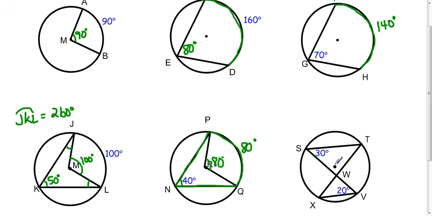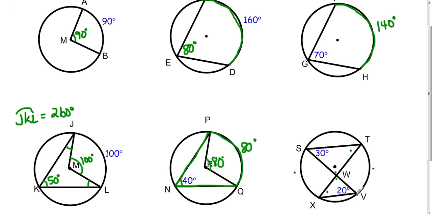Okay, so what we're going to find on this one is we're going to figure out what this angle is, what this angle is, what this arc is and what this arc is. And we could probably also figure out these angles here. We'll do that. So let's start with this arc, SX.